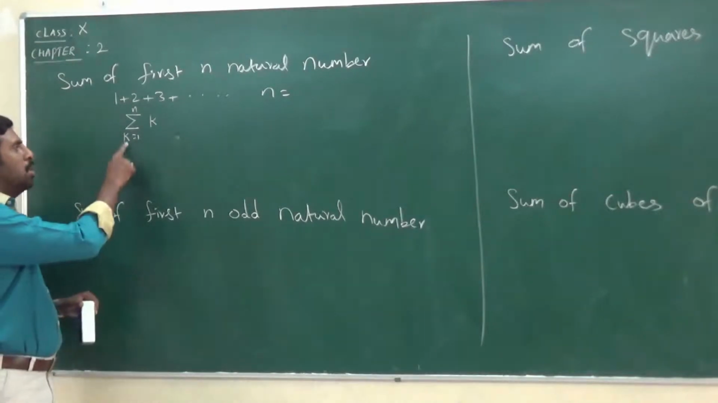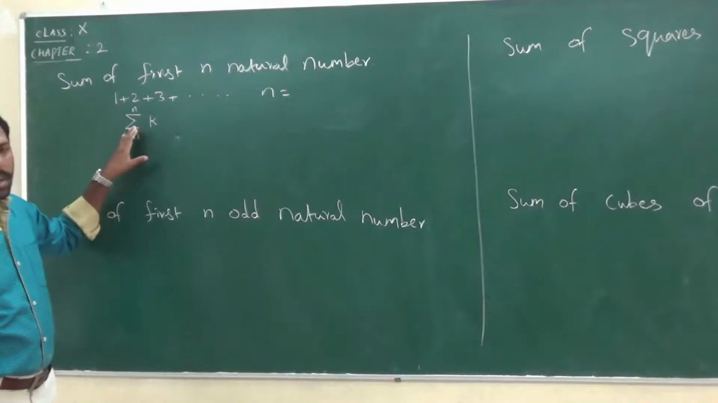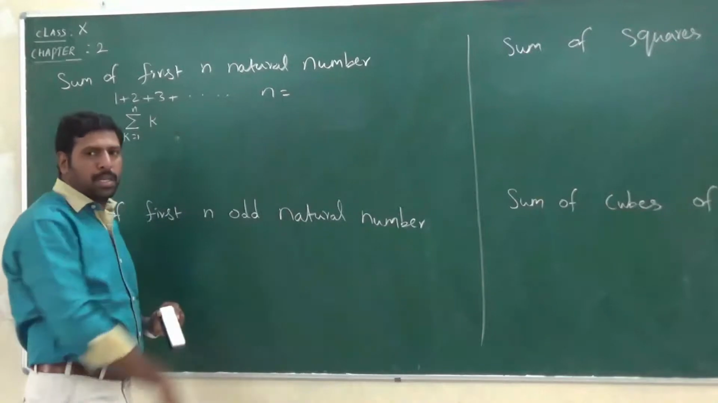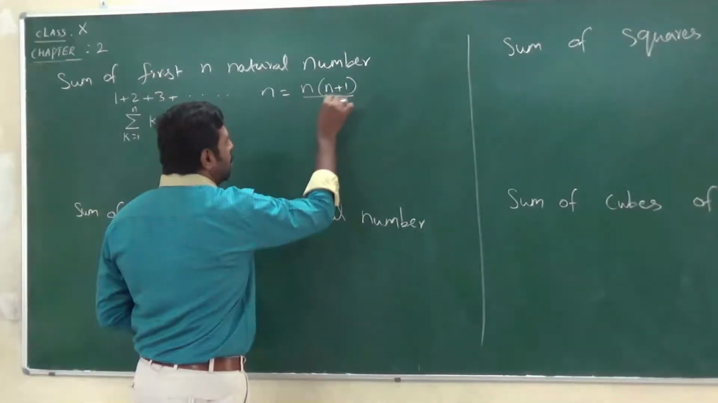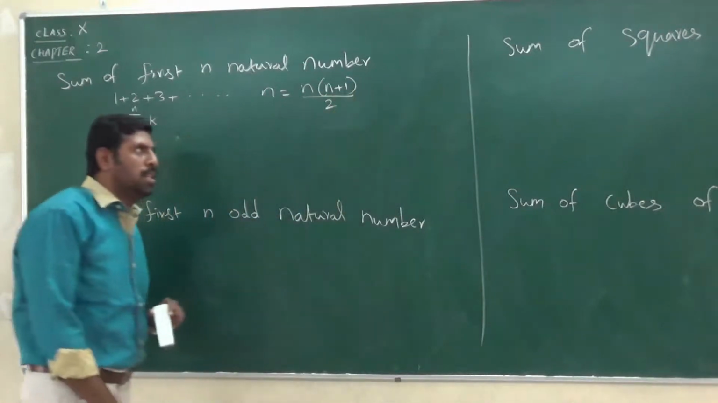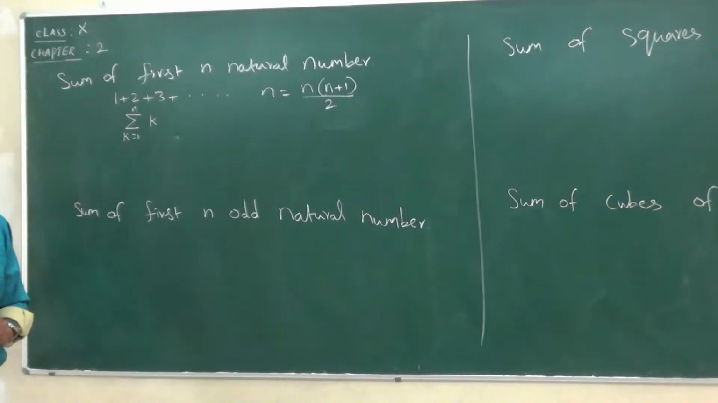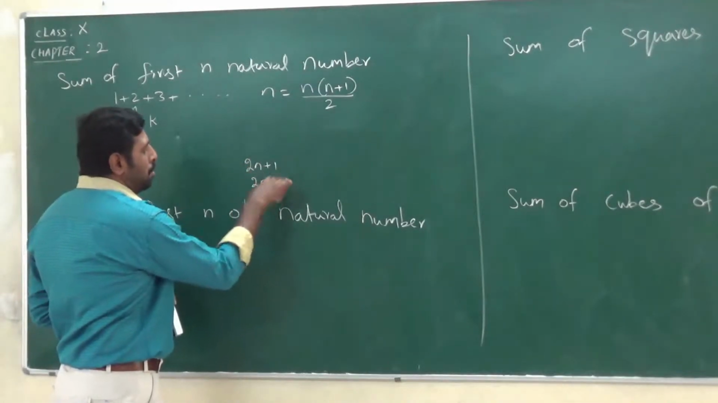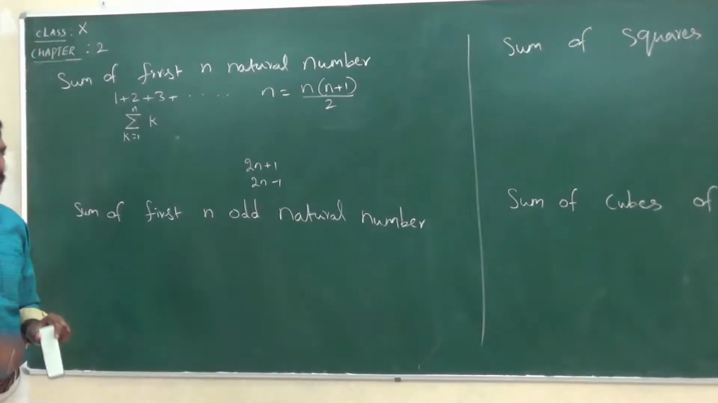If you apply the k values 1 to 3, we get that. This symbol is the summation of. So for the sum of the first n natural numbers, we have the formula n into n plus 1 divided by 2. Next we have the sum of first n odd natural numbers. We know that odd means 2n plus 1 or 2n minus 1, or 2k plus 1 or 2k minus 1. So this is the odd natural number.